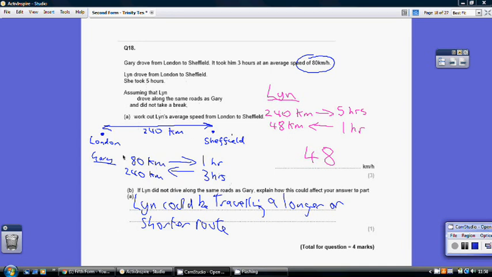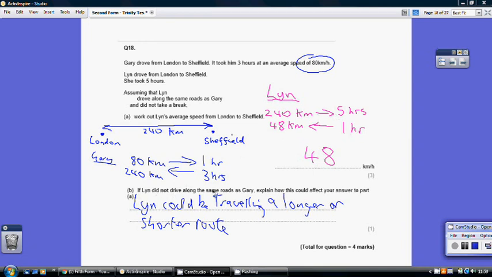Well, from the calculation we did for Gary, we know the distance from London to Sheffield is 240 kilometres. It's taking her 5 hours, so 240 kilometres would take her 5 hours. Now, to work out the kilometres per hour speed, we need to see how far she would go in 1 hour. So we need to divide this by 5. To go from 5 hours to 1 hour, we have to divide by 5. So if it's a fifth of the time, it's going to be a fifth of the distance travelled. 240 divided by 5 is 48 kilometres per hour.